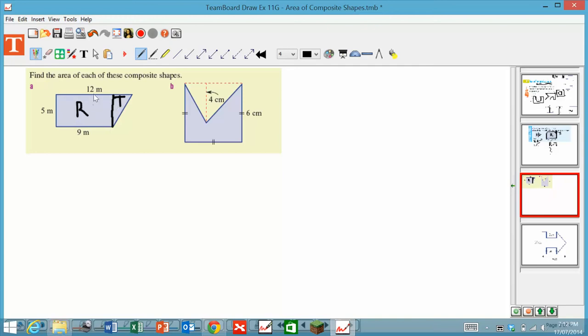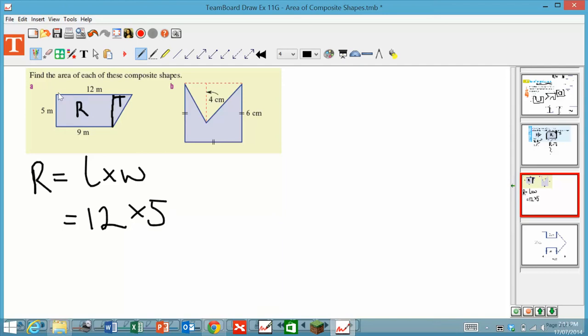Now I've got to be careful what measurements I use. If I said, for example, to find the area of this rectangle first, so area, actually I won't call it an A, I'm going to call it an R. So we're going to find the area of the rectangle first, which is length times width. If I put 12 in, multiplied by, what's my width? 5. I am not on the right track. Why aren't I on the right track?